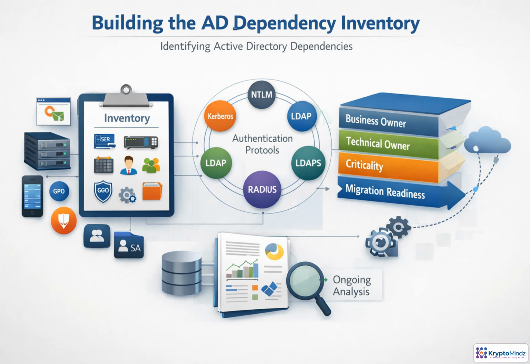The inventory should show risk, cloud alternatives, and current status, and it should be updated as systems change. Treat it as an operational control, not a one-time spreadsheet.